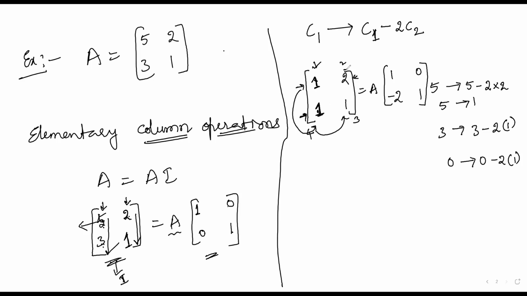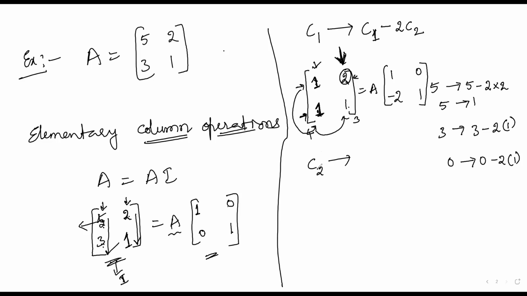How to make this one 0? 1, 0, 0, 1. Making this one 0 is easy because this is 1. So what I can do is change C2. This row, this column I'm changing. So this one I have to make 0.